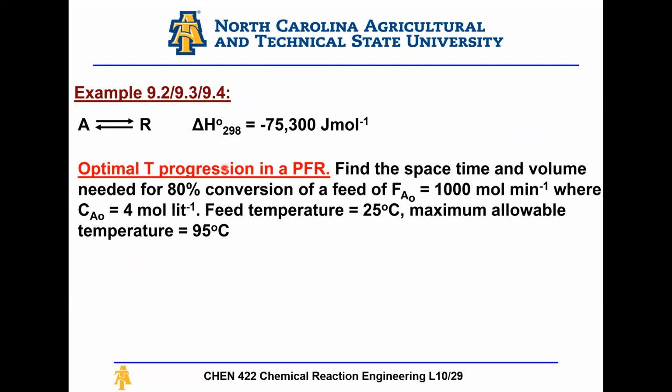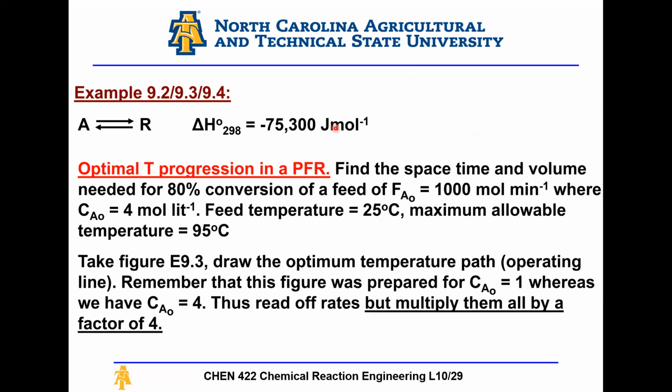So how do I find the temperature progression? Again, this is an exothermic adiabatic reaction, so I want to operate along the locus of the maximum reaction rates. Let's have a look at figure 9.3, which we already developed for XA versus T. And I'm going to draw my operating line along the maximum of the reaction rates. One thing to remember about these types of charts: the chart given in your book for this example is for a CA naught equal to 1.